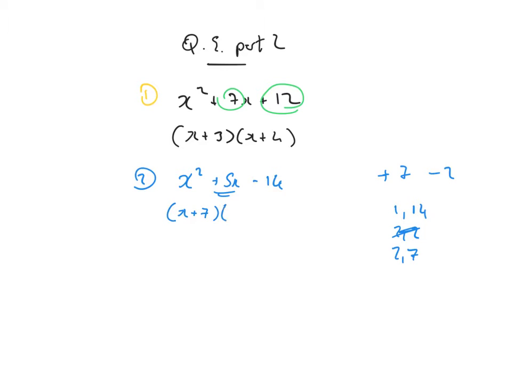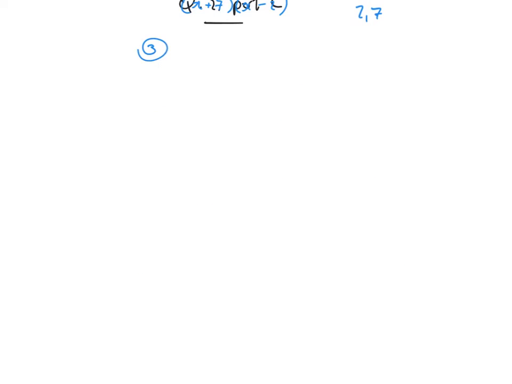Okay, so that's what we've looked at. We've looked at ones involving a plus and a plus, and a plus and a minus. We're now going to look at ones involving a minus and a plus. So let's take down example 1. Let's go for x squared minus 9x plus 20.